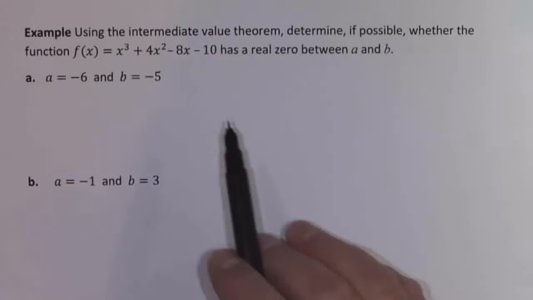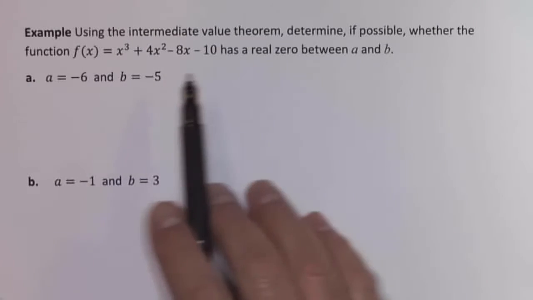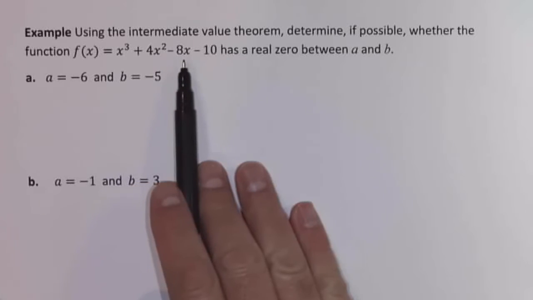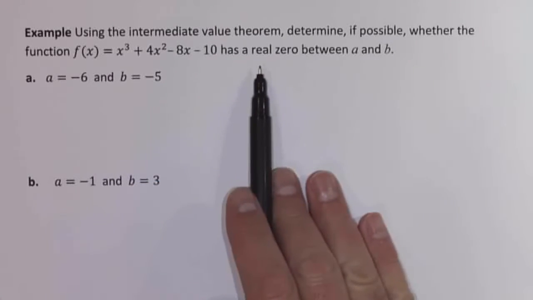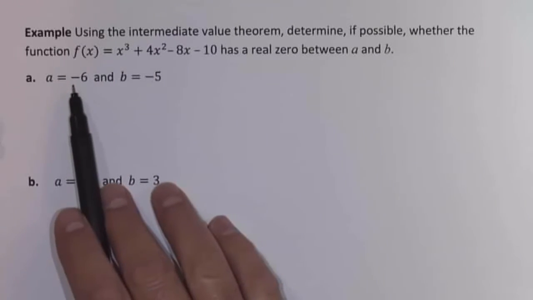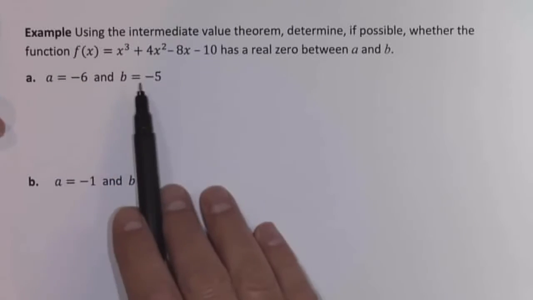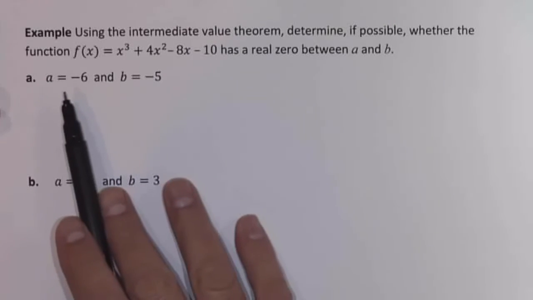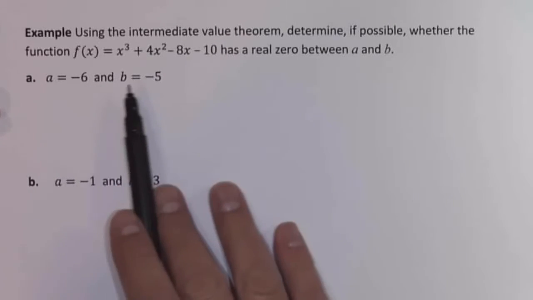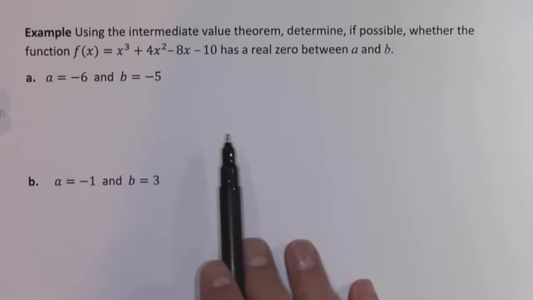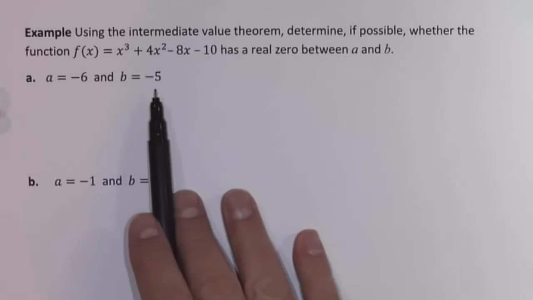Using the intermediate value theorem, determine if possible whether the function f of x equals x cubed plus 4x squared minus 8x minus 10 has a real zero between a and b. In this particular case, a is negative 6 and b is negative 5. To determine this, we're going to find f of negative 6, that's f of a, and f of negative 5, that's f of b, and we're going to see if they have the same sign or opposite signs.